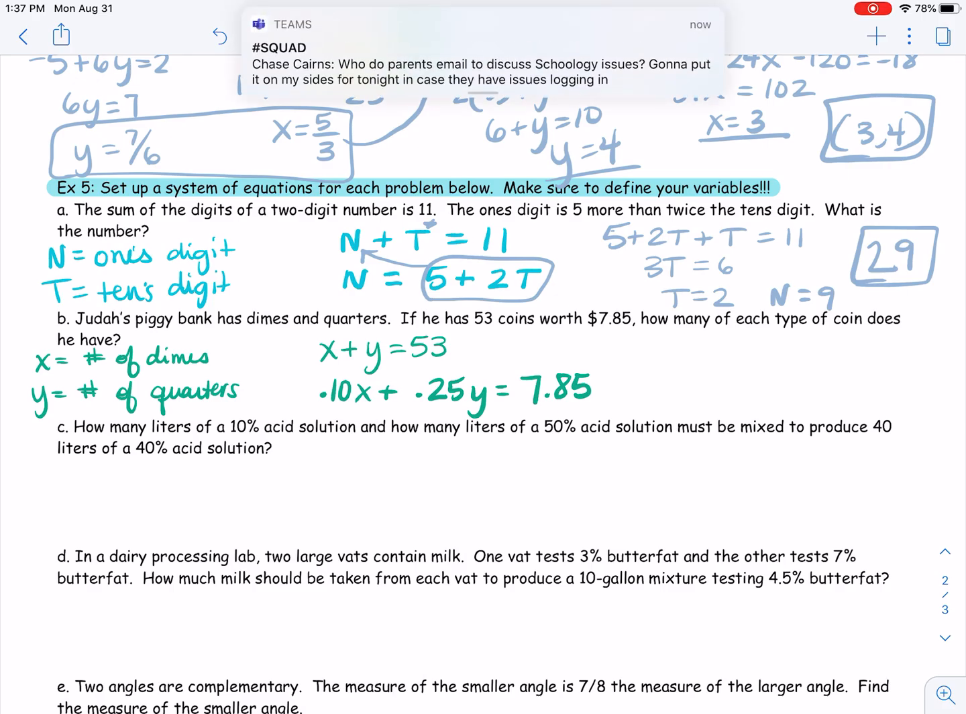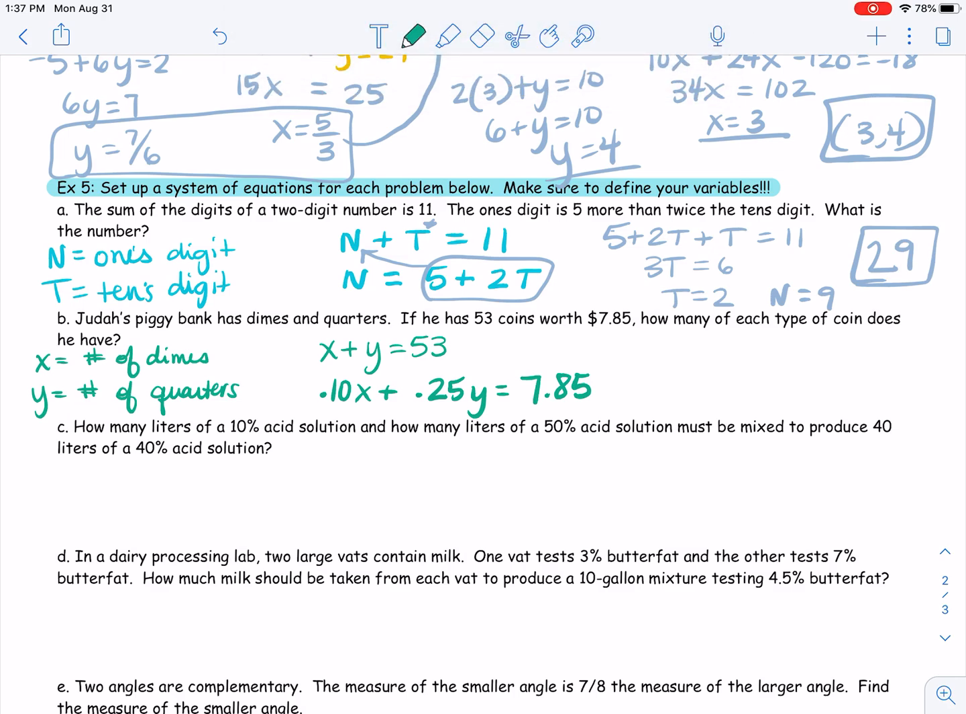So this would probably be easy to do substitution or elimination. I'm going to go ahead and use elimination. What I will do is multiply this bottom equation by 10. That way I'm not working with decimals anymore. So this is going to turn into 10x plus 25. I'm sorry, multiplying by 100, not 10. 10x plus 25y is equal to 785.